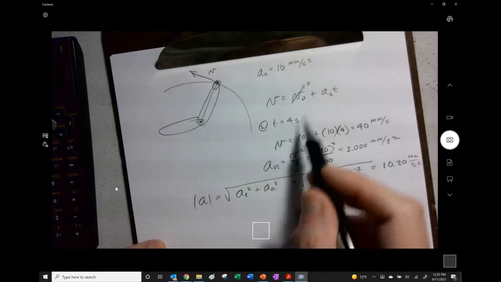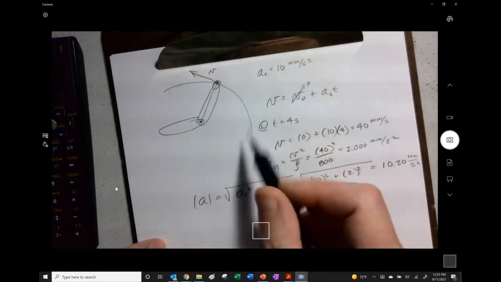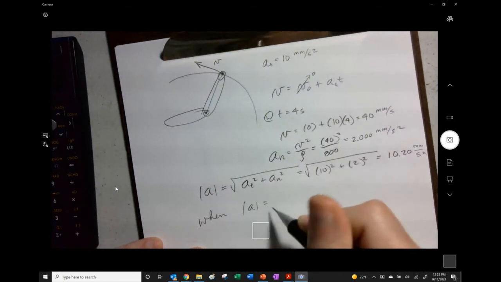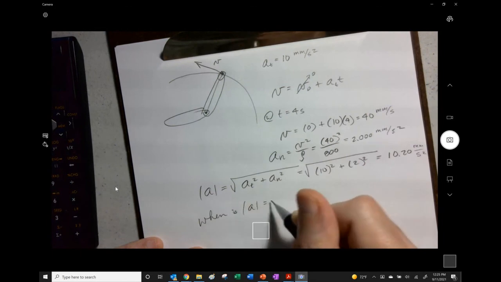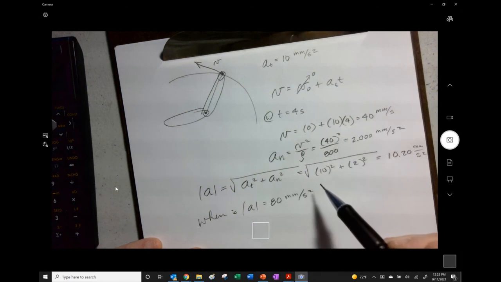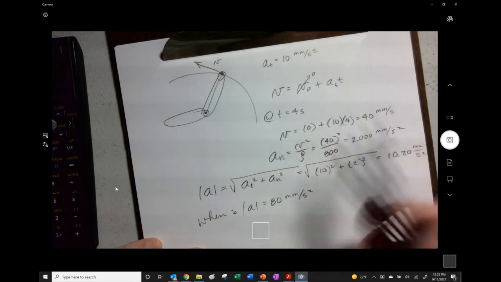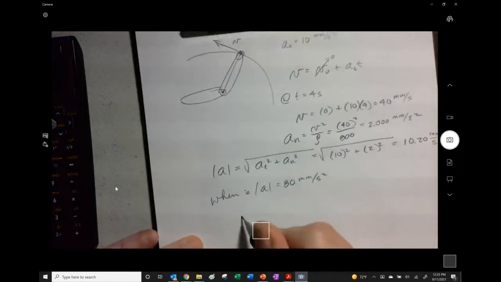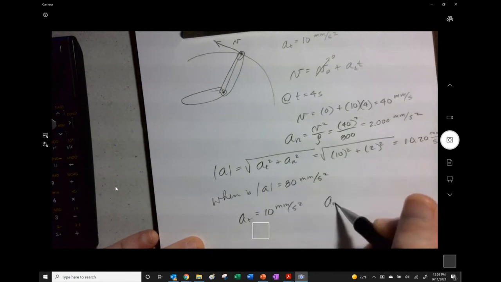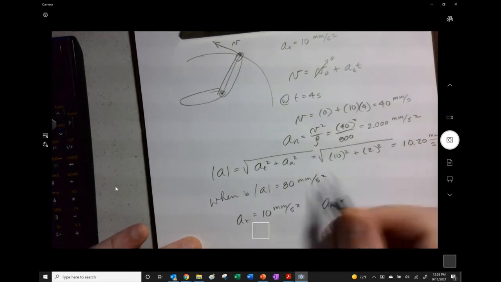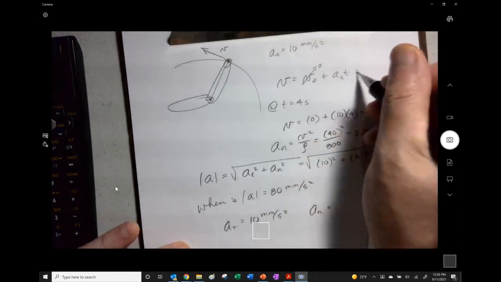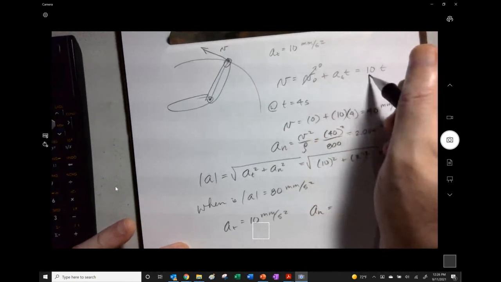And then they also were asking about it going backwards, right? They say at what time is the magnitude equal to 80? So we could work backwards. We know that aT is always equal to 10 millimeters per second squared. We would like to get this in terms of time, so if we go back to the original thing, we could also have said that the velocity is going to be equal to 10t.